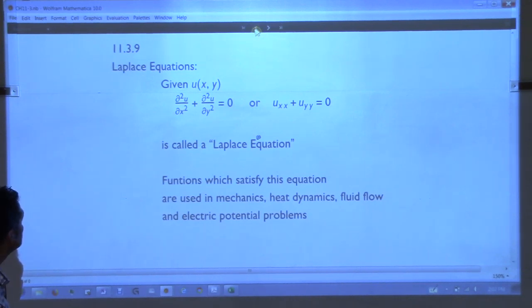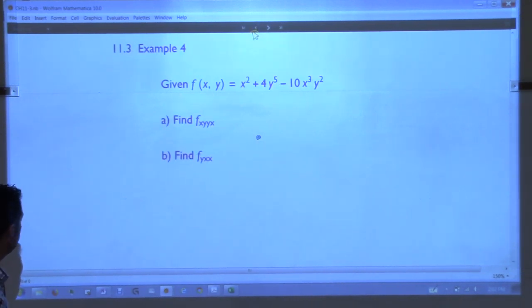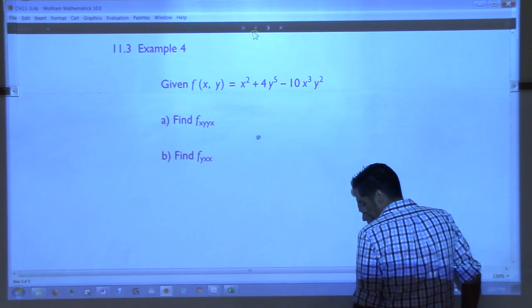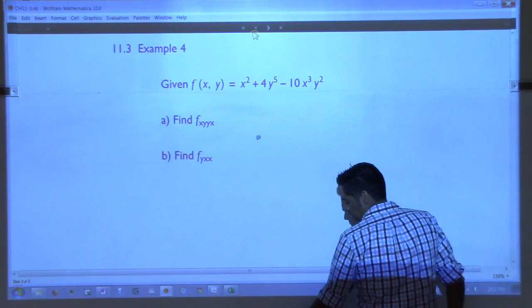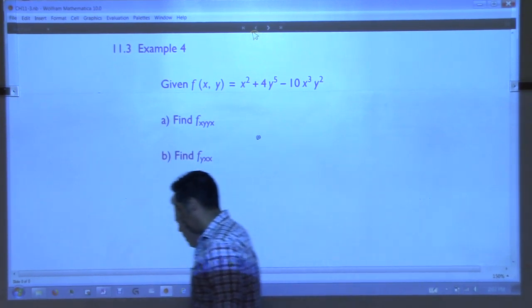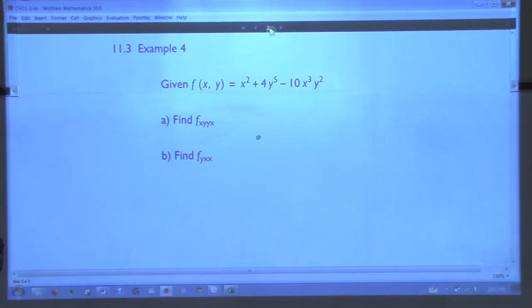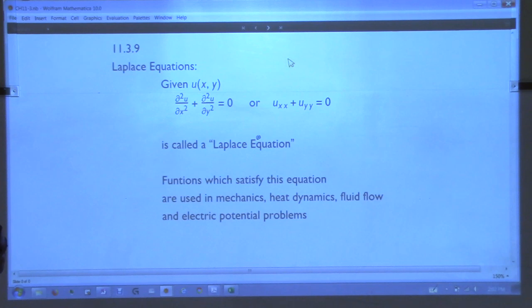All right, last class we were doing partial derivatives and higher order partial derivatives. I hope that all kind of made sense to you. And we're just going to wrap up this section. There's one last topic here at the end. It had to do with Laplace equations.